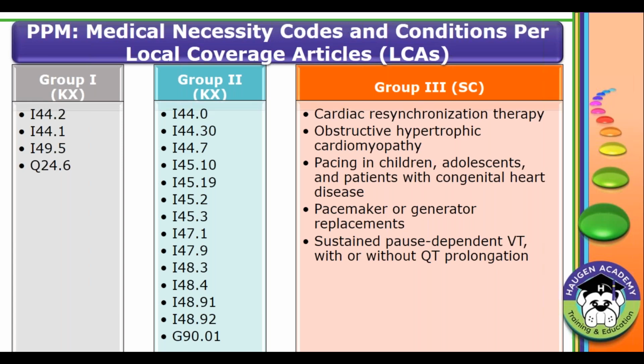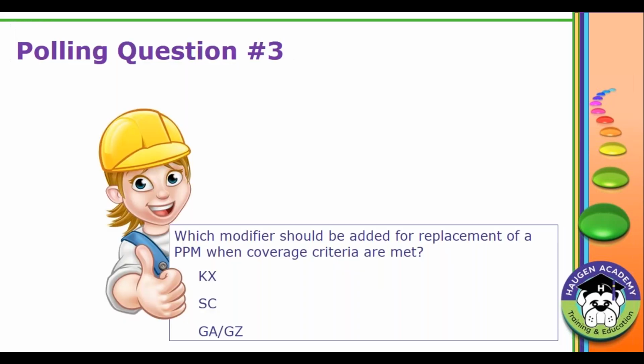So again, if you are a coder and you are assigning codes for pacemaker insertion and are not aware of the KX and SC modifiers, then you need to find out how they're being applied in your facility.